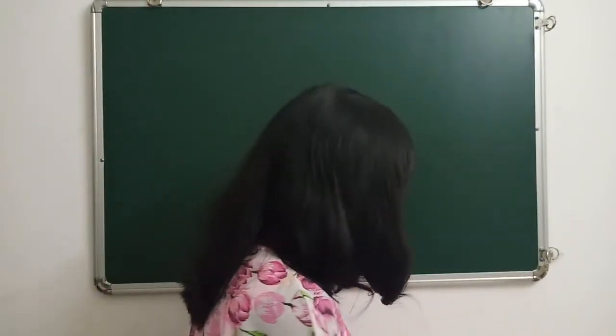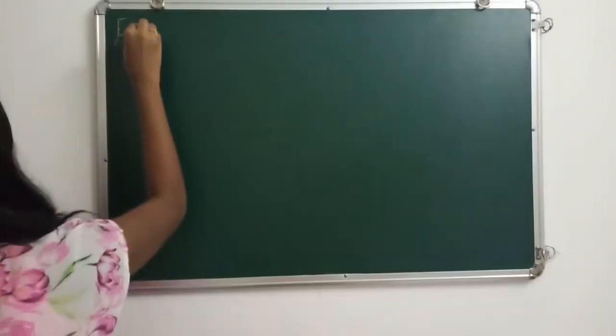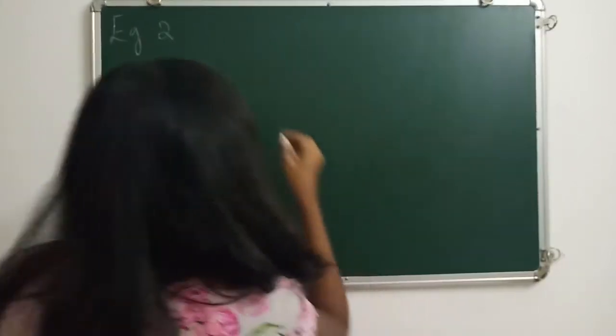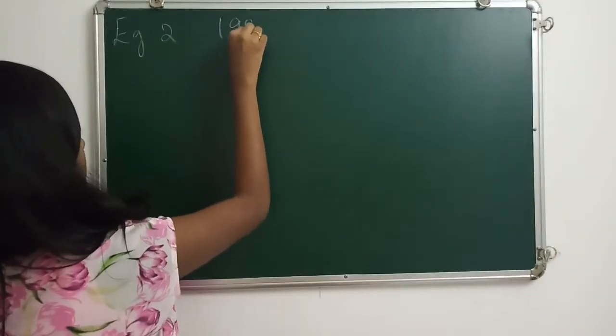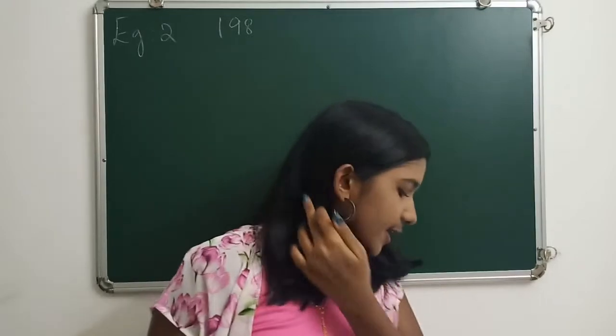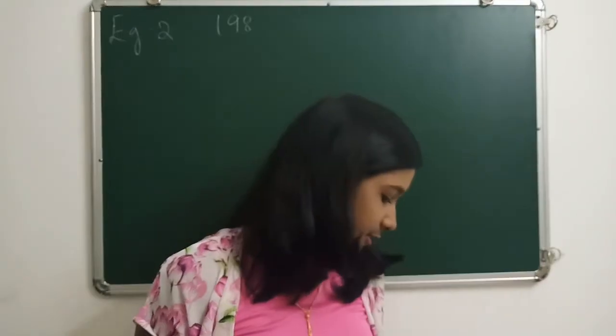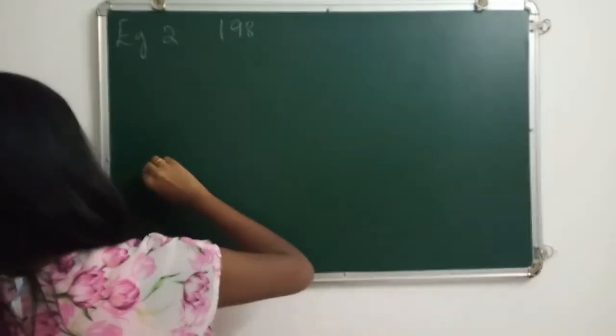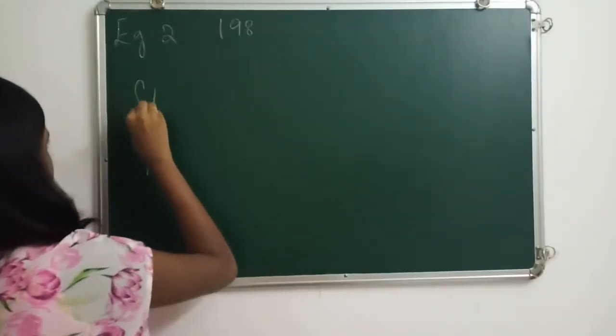Hey guys, in this video we will be coming up with some sums in applications of trigonometry. Now, first let us take example 2 in page number 198. Here the question is, an electrician has to repair an electric fault on a pole of height 5 meter. Now we can take this as the electric pole.